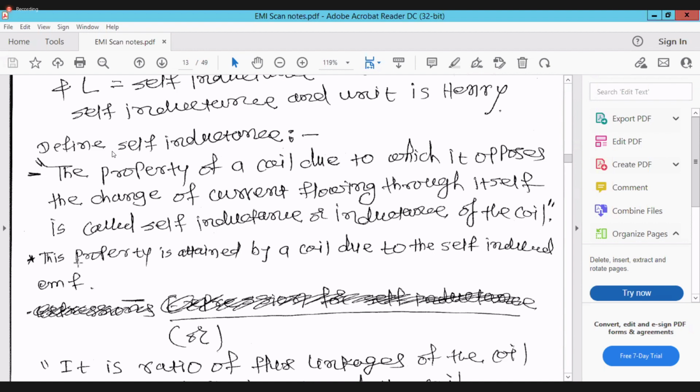जब तक सेल्फ इंड्यूस्ड EMF का इफेक्ट रहेगा कॉइल के अंदर तब तक न्यू करंट एंटर नहीं करेगा. न्यू करंट एंटर नहीं करेगा मींस द कॉइल इज अपोजिंग द करंट टू फ्लो इन द कॉइल, which is opposing that new current. So this property, the property of the coil due to which it opposes the change of current flowing through the coil is called a self-inductance or inductor of the coil. This property is attained due to the self-induced EMF in the coil.